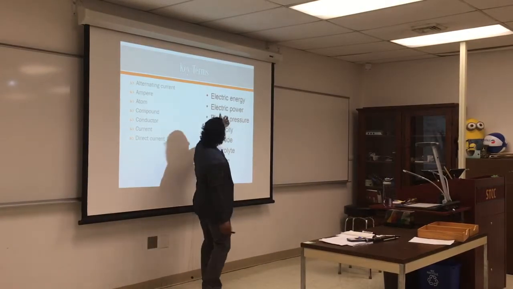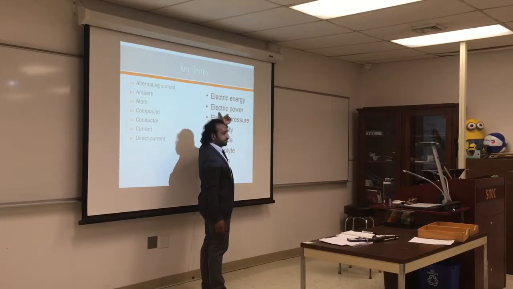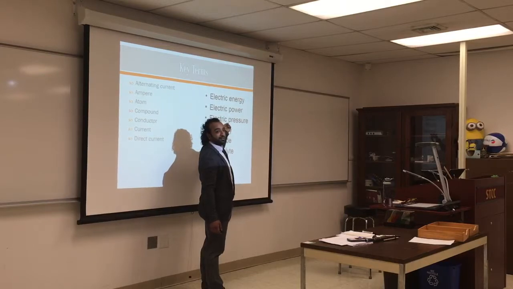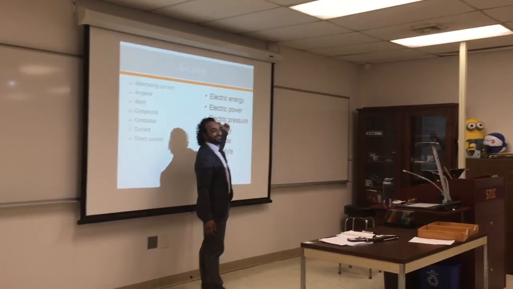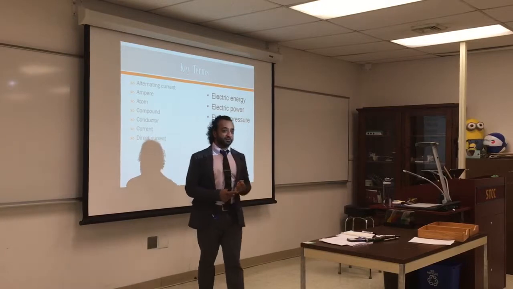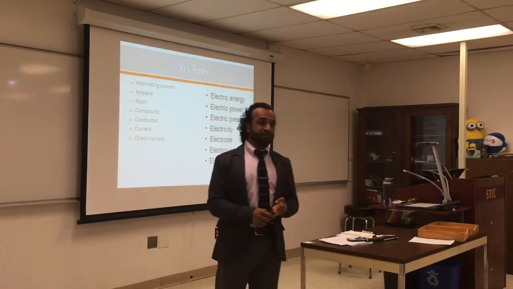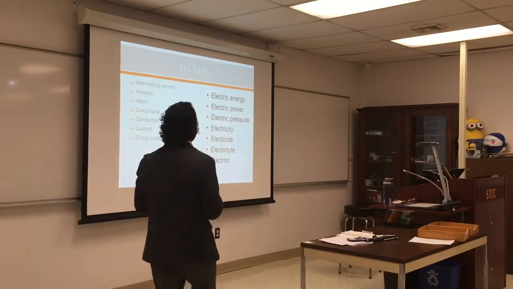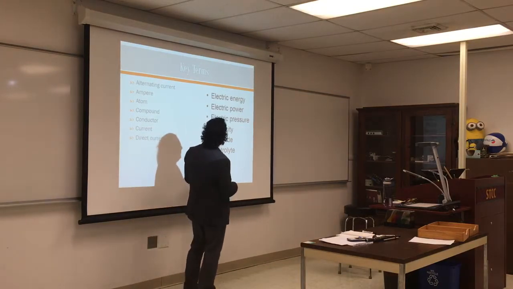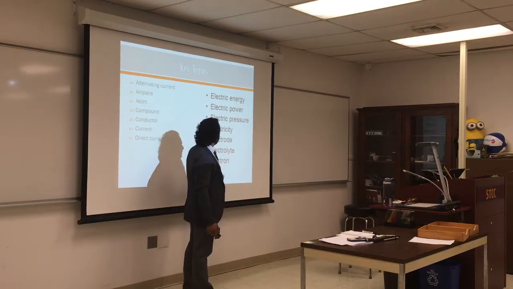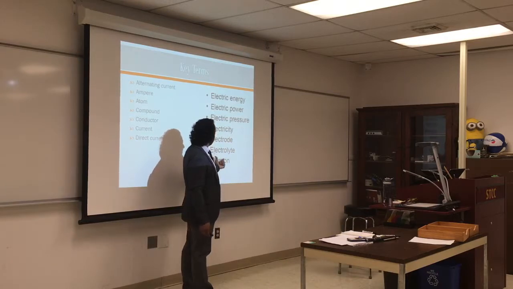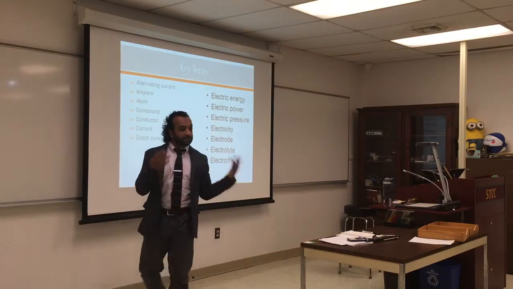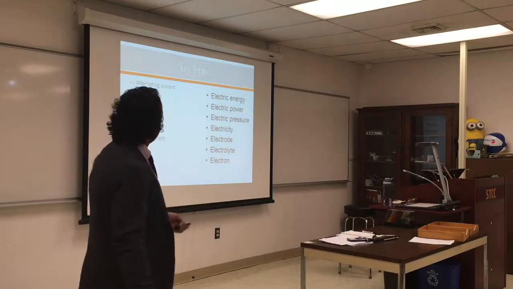We'll talk about electrical energy, electrical power, electric pressure. Again, what does that look like? What's another name for electrical pressure? Electrical potential. Voltage. So voltage, electrical pressure, electrical potential, they're all the same thing, different verbiage. Electricity, electrodes, electrolytes, electrons. These are things that, just remember them, we'll go over them in detail.